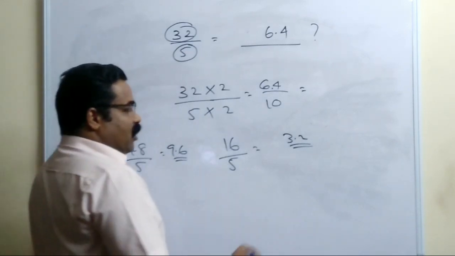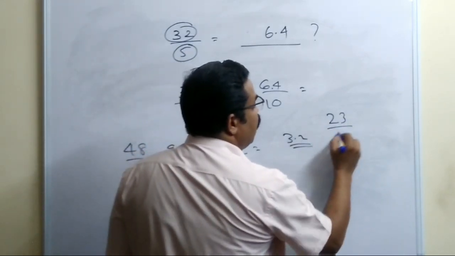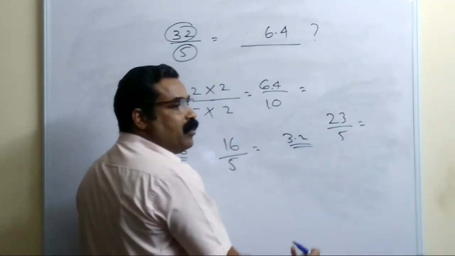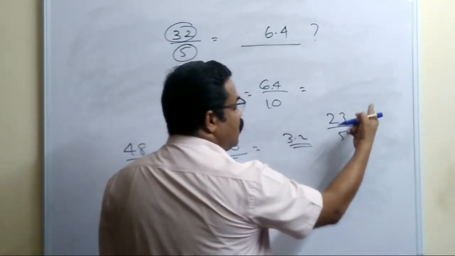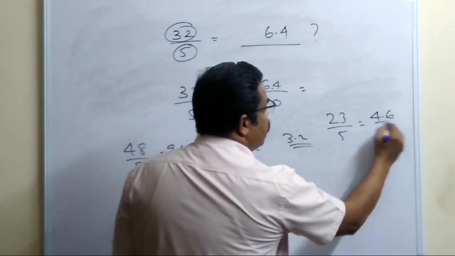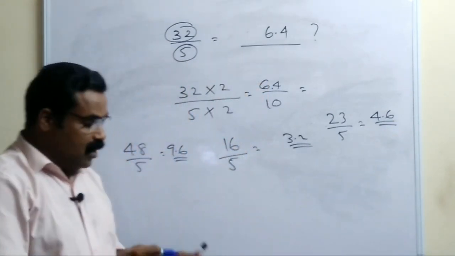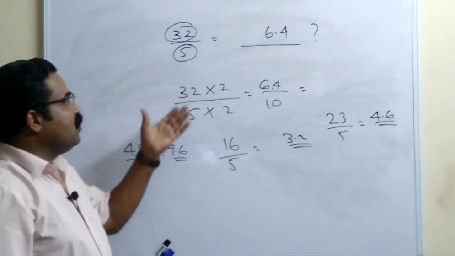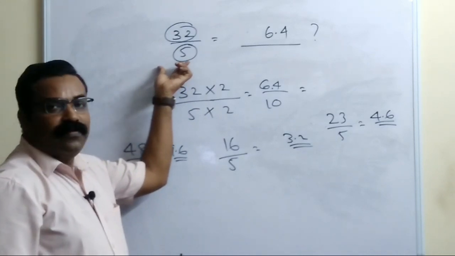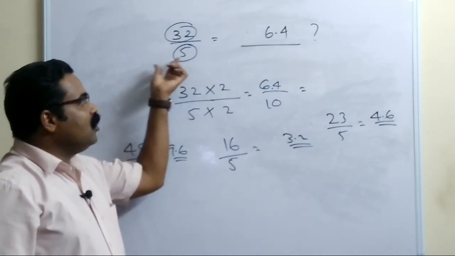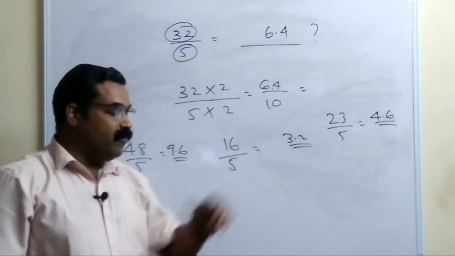For example, you have 23 divided by 5. So you need not do all these calculations, just double it. Double it means 46. 46 will become 4.6. So this way you can find out the answer. So this is the easy method of conversion of a fraction which has 5 in the denominator to a form which is called decimal form.